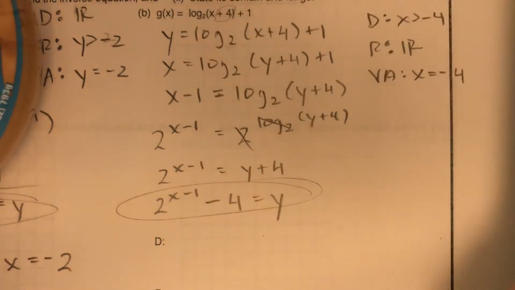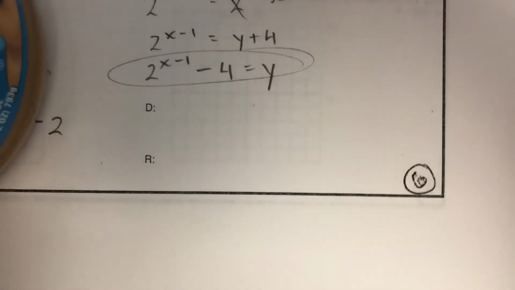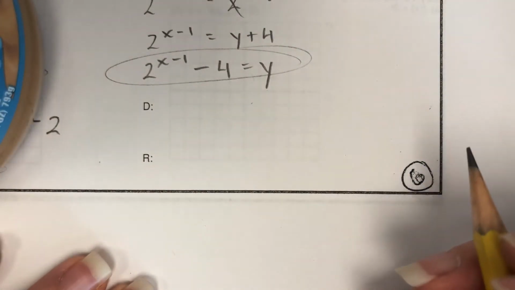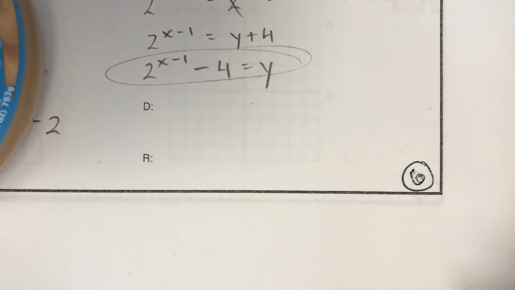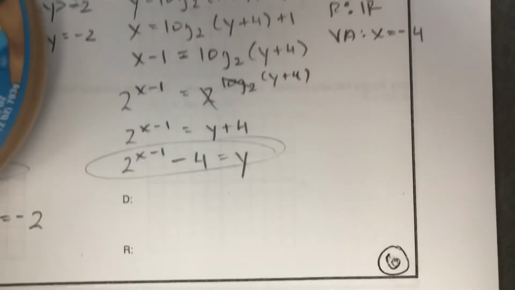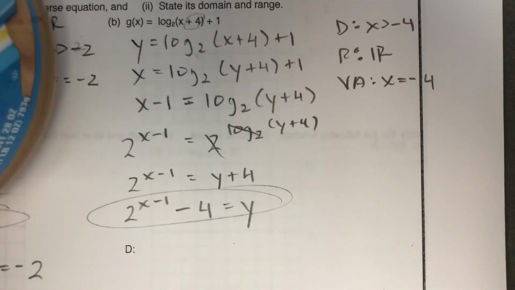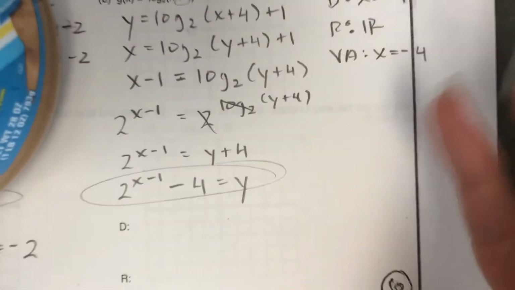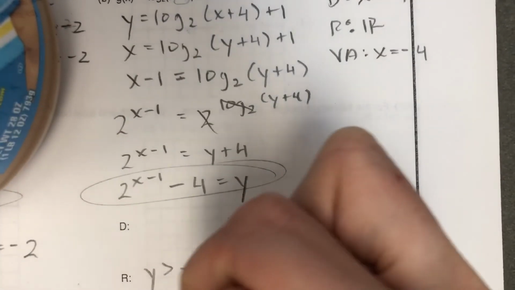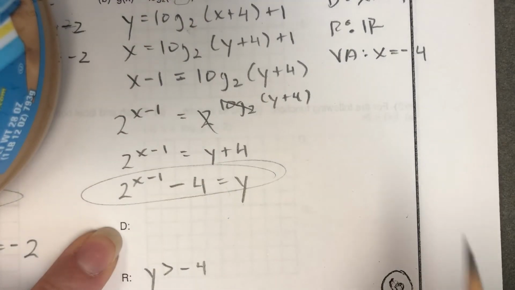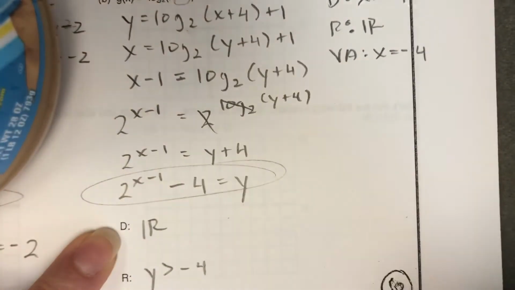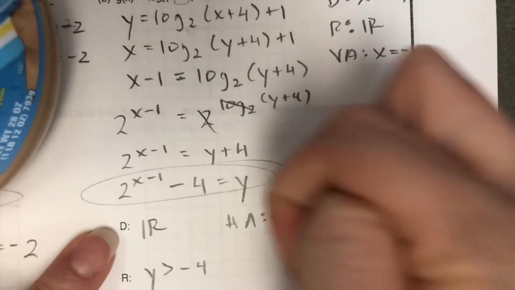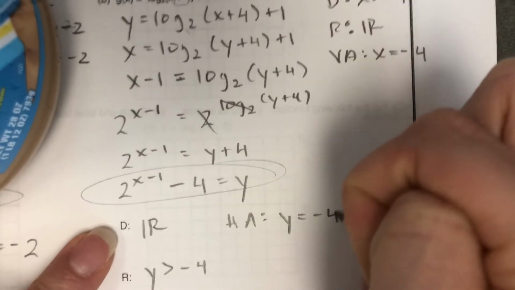Okay, so when it comes to finding domain, range, and asymptote for the inverse, we're just going to switch the domain and range from the original. So the domain of the original was x is greater than -4, so the range will be y is greater than -4. And the domain for the exponential will be all reals. This will have a horizontal asymptote at y equals -4.